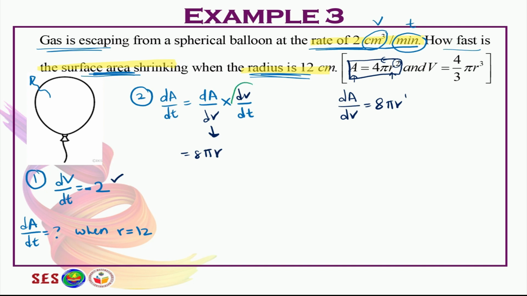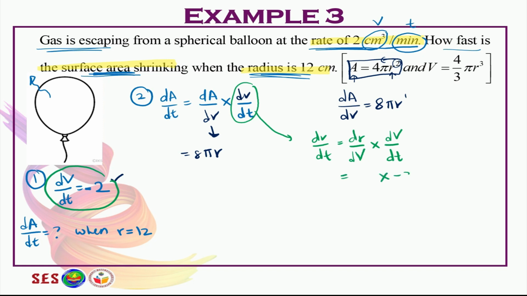And then to find dr over dt, you need to create another chain rule. So dr over dt is equal to dr over something times something over dt. So now you can use this information. We have dV over dt is equal to -2. So dr over dt is equal to dr over dV times dV over dt. So we have dV over dt is equal to -2. So now you need to find dr over dV.